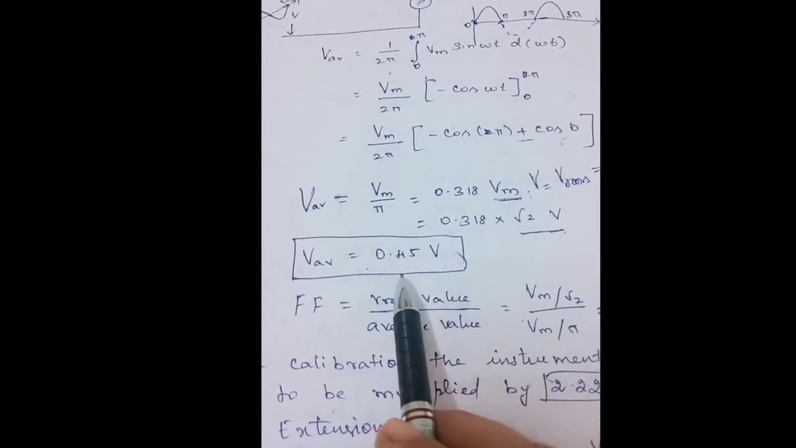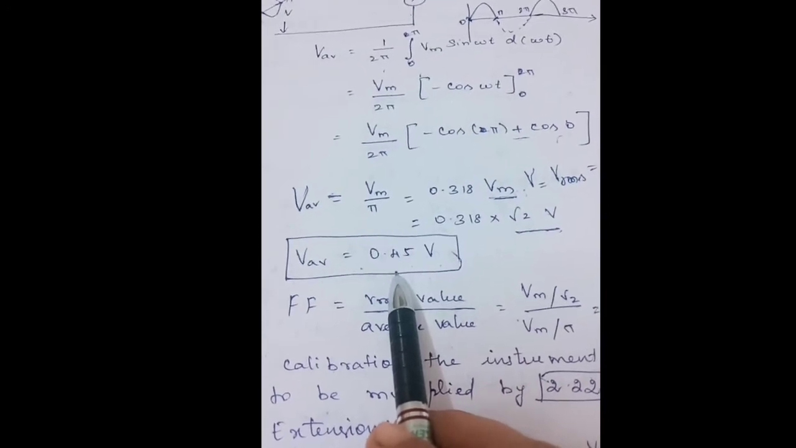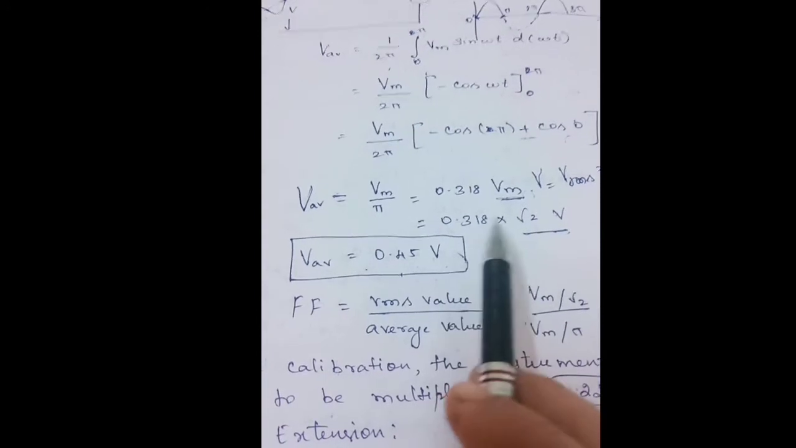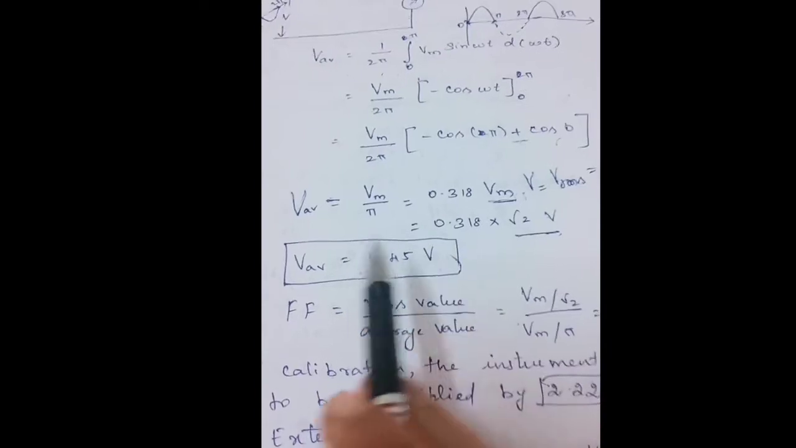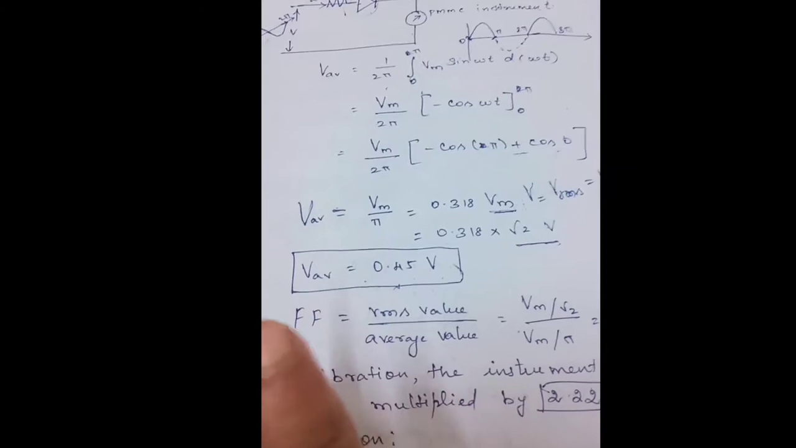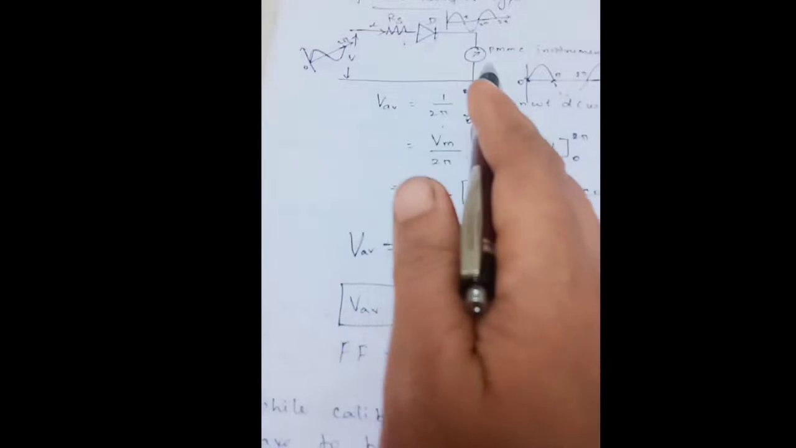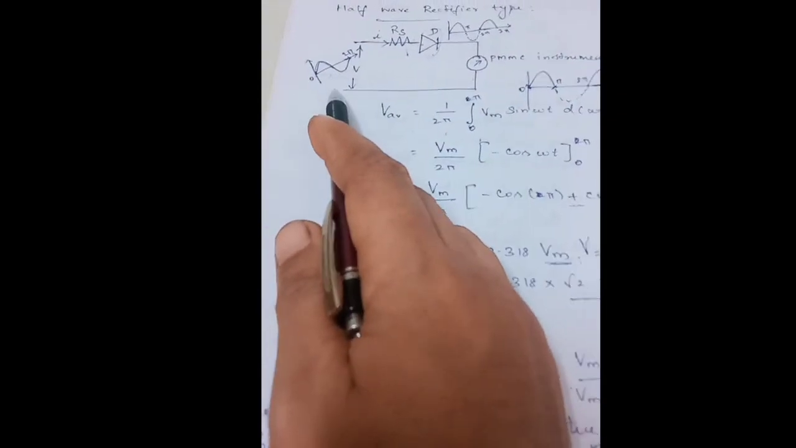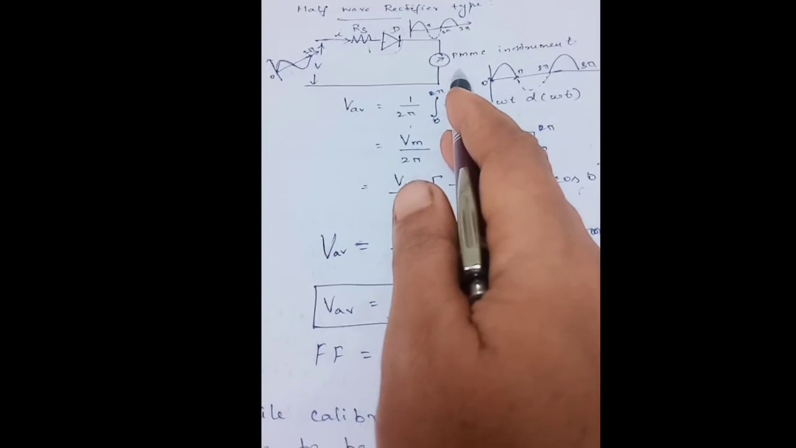So this half wave rectifier will have only 45% of output for the AC input compared to the DC input. For a DC input, whatever RMS value is applied over here will reach this PMMC instrument, whereas in the case of AC input only 45% of this input enters into this PMMC instrument, and it is displayed there.